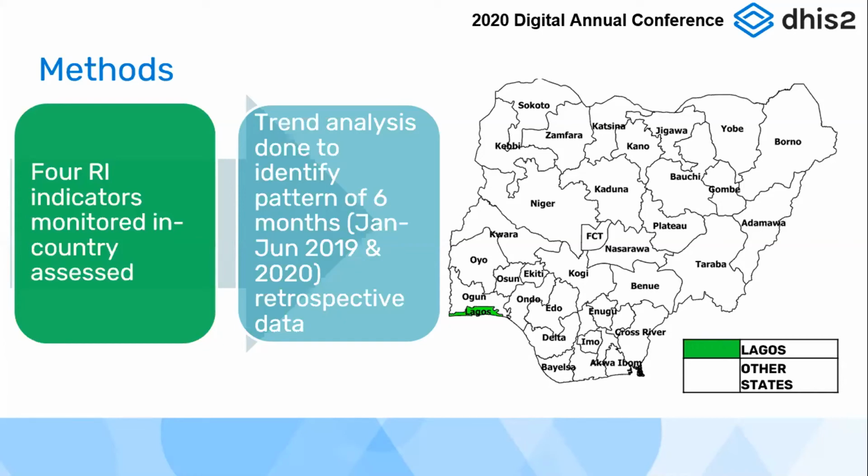For this in-depth review, we did a 6-month retrospective data analysis. We looked at the period January to June 2019 versus the same period, January to June, in 2020, and we did trend analysis. The map you're looking at shows the location of Lagos State in Nigeria.